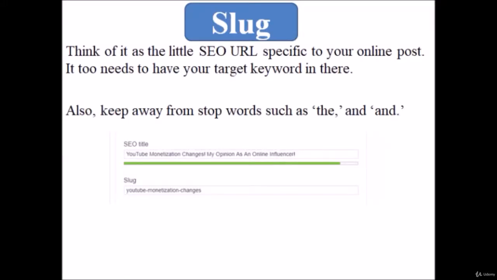Coming to the slug, you can think of it as the little SEO URL that's specific to your online post. It too needs to have your target keyword in there. Also, keep away from using stop words such as the, and, or, of, and stuff like that. Now, the SEO URL or your slug is going to be the URL that is specific to your article, and whenever you're going to tweet about your article or whenever it's going to appear in search engine results, that's the URL that you will get to see.